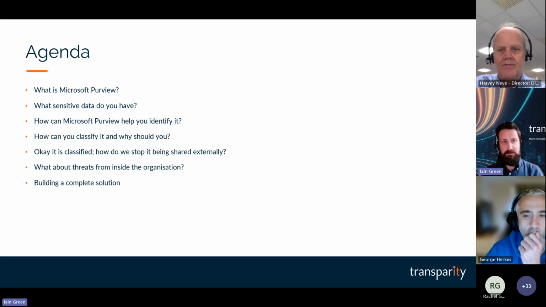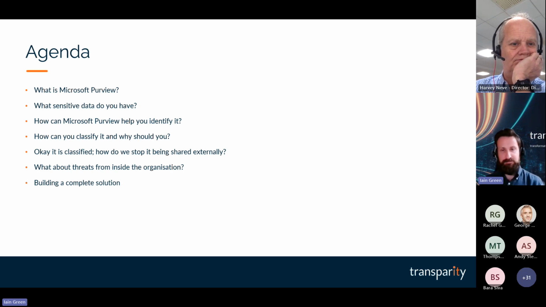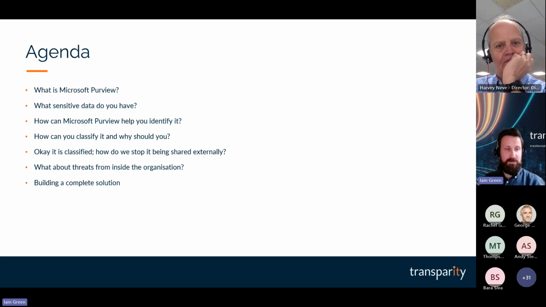Just some of the topics that I'll be looking to cover today, to talk essentially over what Microsoft Purview is, just at a high level, so we can get a bit of an understanding and discuss what we're looking at in this topic. Then we'll look to talk about the sensitive data that you may have in your organization. That's normally the early challenge, really, understanding what sensitive data you may have and what sensitive data you might not be able to automatically discover, but you might need to manually identify. Then we'll go in and look at how Microsoft Purview can help you identify that information.